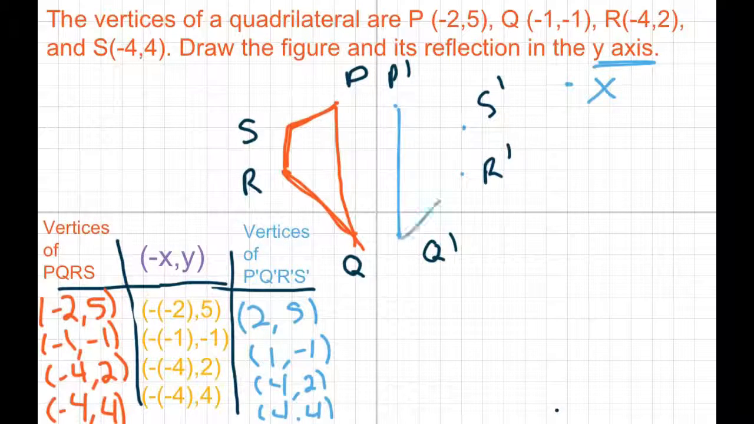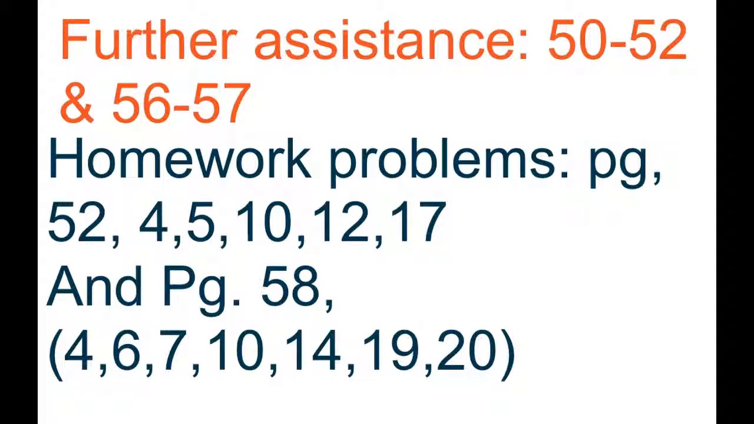For further assistance, read pages 50 through 52 and 56 through 57. Your homework problems for tonight are on page 52, problems number 4, 5, 10, 12, and 17. And on page 58, problems number 4, 6, 7, 10, 14, 19, and 20. These problems must be completed before class in order to receive full credit.